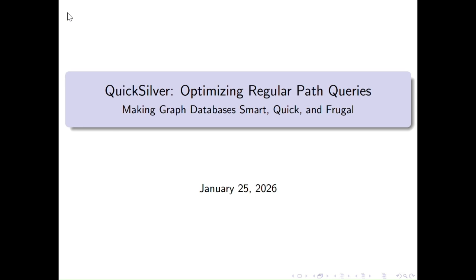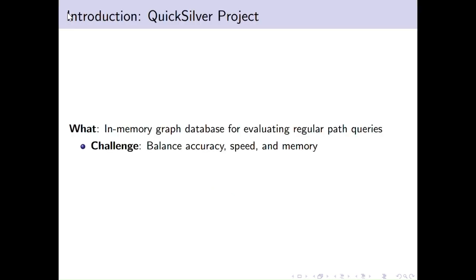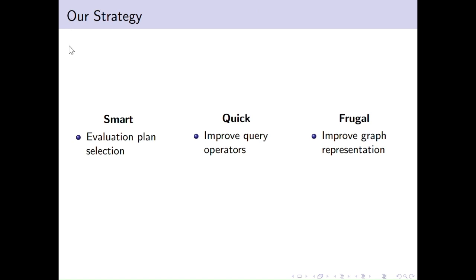So, first of all, just to make sure that we all read the same description, what we try to implement is an in-memory graph database for evaluating regular path queries. And the challenge here was to balance between accuracy, speed, and memory. So, in other words, to make our algorithm smart, quick, and frugal.